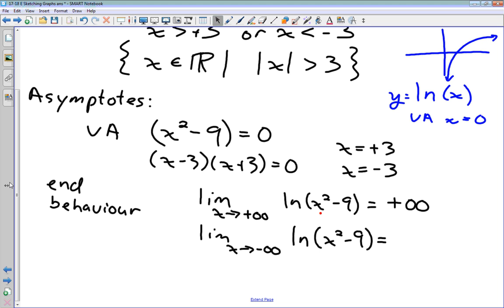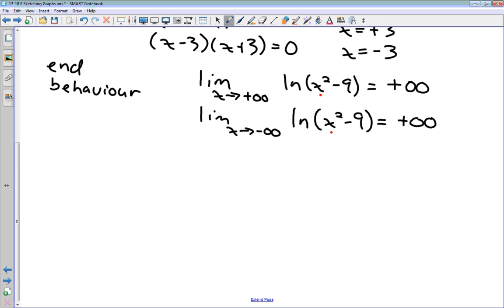Now as we go to negative infinity, negatives usually give us a problem with log functions because we can't take the log of a negative number. But because we are squaring it, as x goes to negative infinity, that x² term is going to go to positive infinity. So subtracting 9 from it doesn't really matter. It's still going to be a very, very large positive number, and the ln of a very, very large positive number is still a very large positive number. So our end behavior is going to go off to positive infinity at both ends of our graph.